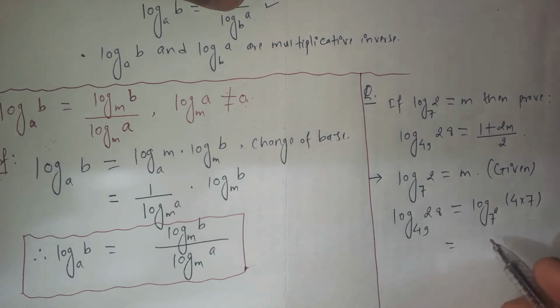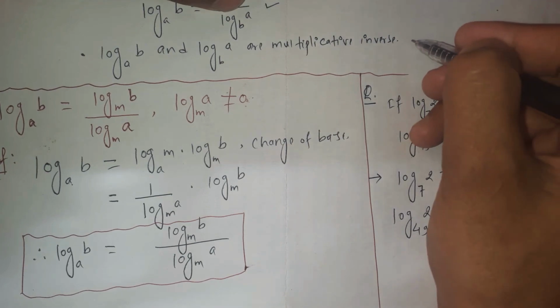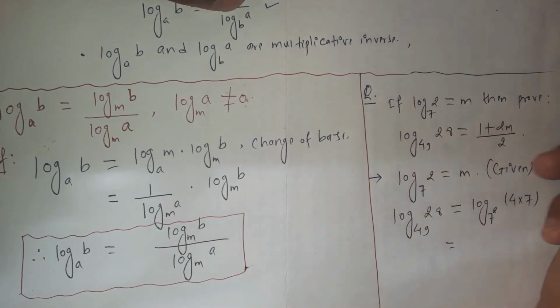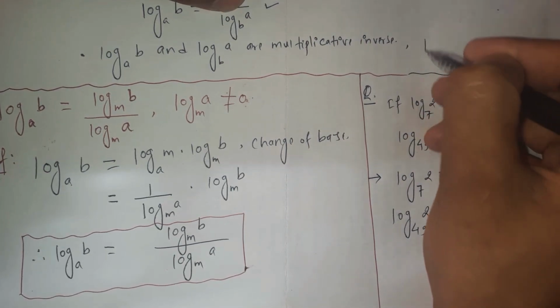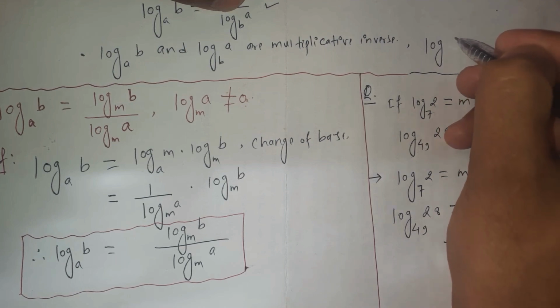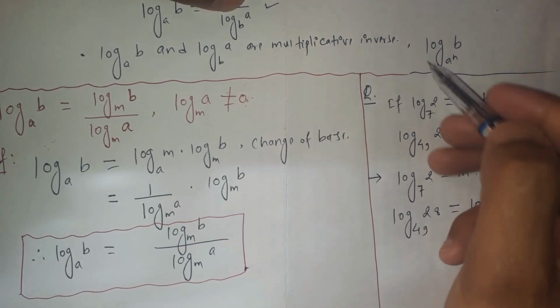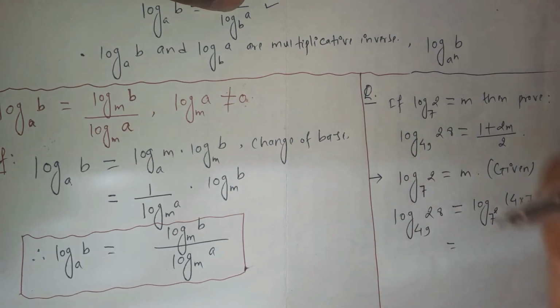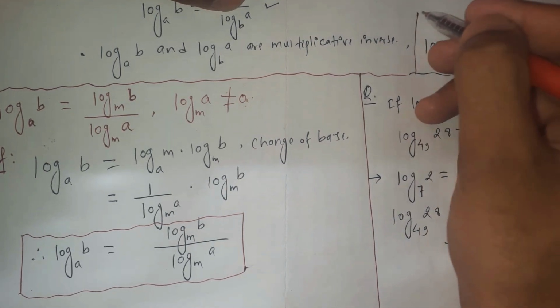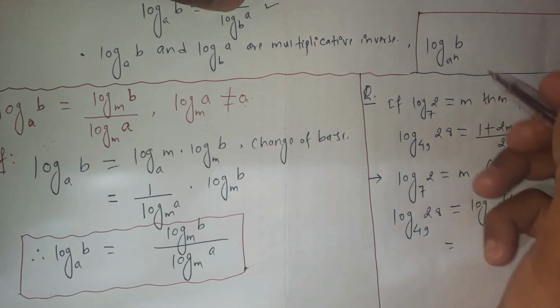And we have a very important property, let me write it here. Please remember this property: log of a number b with a base a raised to the power n. This property is called the power of the base.